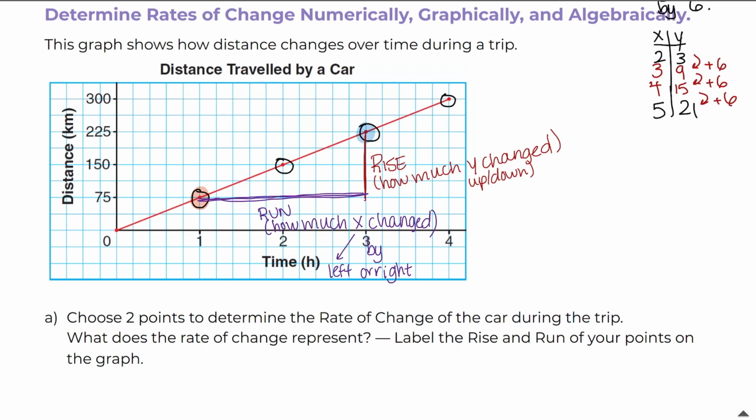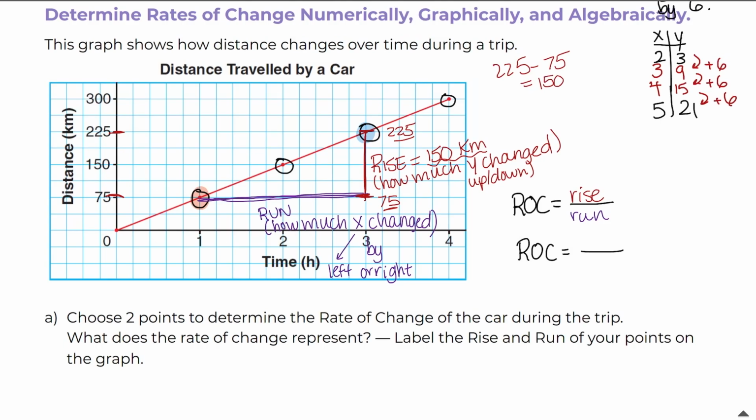So here I can see that the rise right here went from this value, which we know is 75, and it went up to this value right here, and we know that's 225, because here it's 225 and here it's 75, right? So to find our rate of change, we would do the rise over the run. And because this rise went from 75 to 225, we can say that the rise is 150 kilometers right here. And we know that because 225 minus 75 is equal to 150. So here we can say that the rise is 150 kilometers.